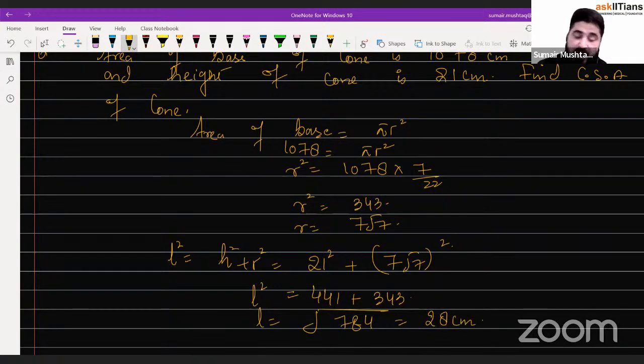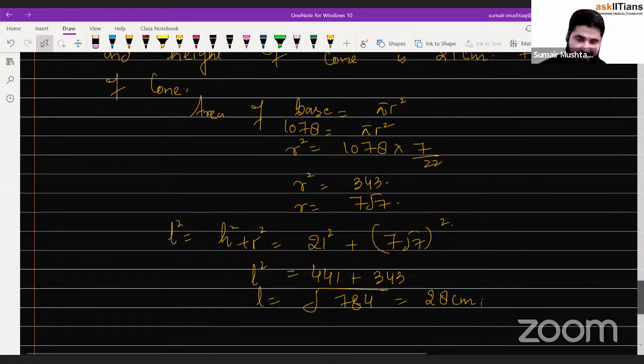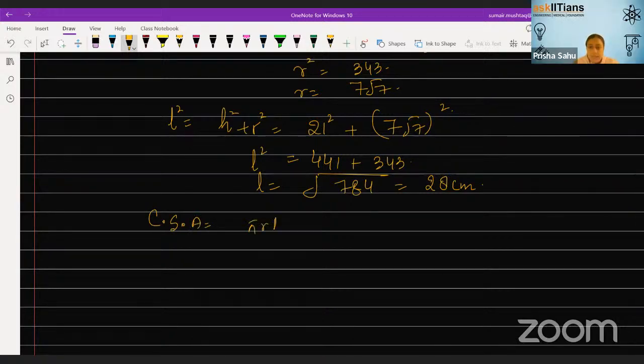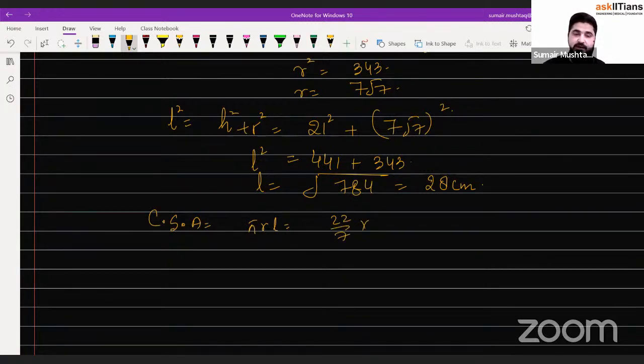Very nice. So when you got the L and the R, CSA will be pi RL. So pi RL is equal to 22 upon 7 into, what is R? 7 root 7. And after that, 28. Sir, after solving, I got 616 root 7.